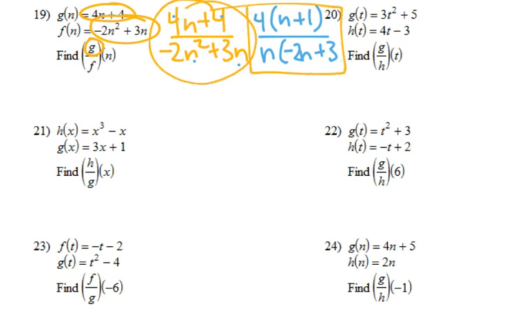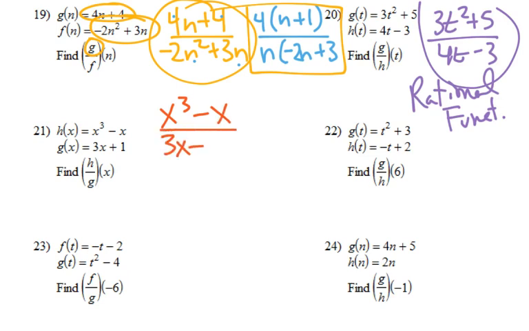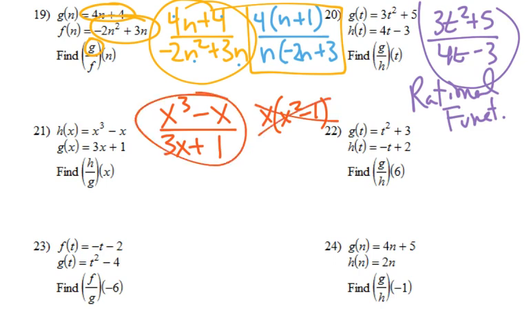You can go like this as well, though. So really simple, right? 3t squared plus 5 divided by 4t minus 3. Can't do anything. That's all we do. Now, these type of functions are called rational functions, and we'll deal with them later on in the year. So for right now, just kind of seeing them is enough. Okay, so x cubed minus x over 3x plus 1. We could make it x times x squared minus 1, but that wouldn't do anything. So we leave it how it is.